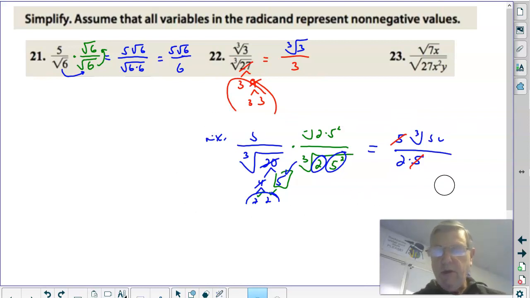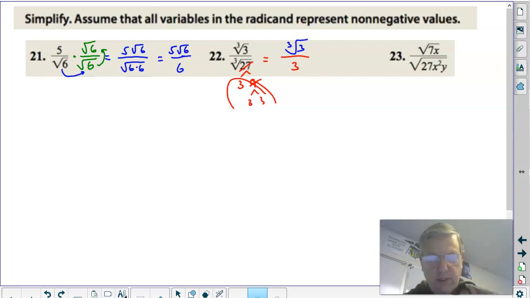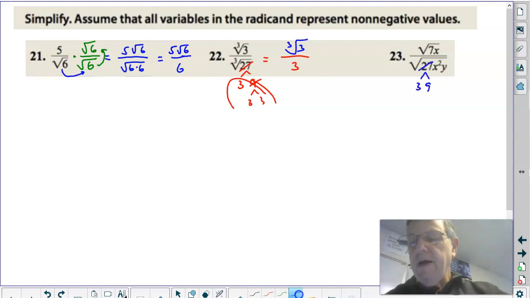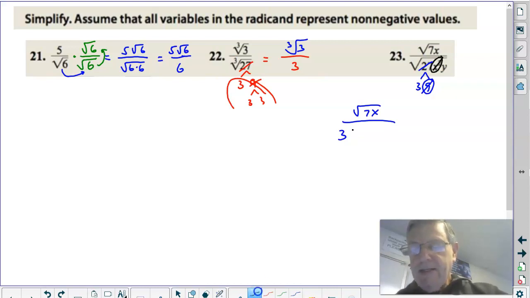Let me do 23 here. So that was just bonus for all of you that are watching. All right, number 23. Again, I got to rationalize my denominator, but I want to simplify first. 3 times 9. So here, let me get some space. I'm going to come over here. I got the square root of 7x on the top. What's this? Square root of 9? I already have a 3 out. Hey, what's the square root of x squared? X, I can get an x out. So now the only thing left in is the square root of 3y.